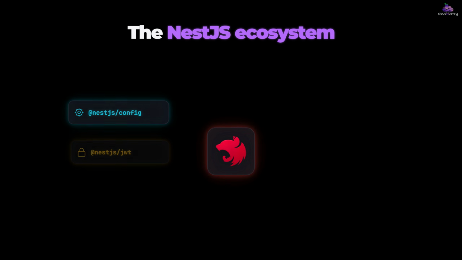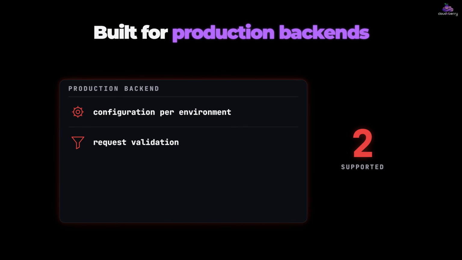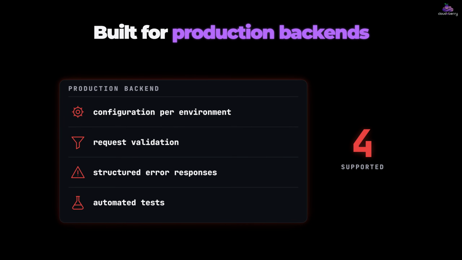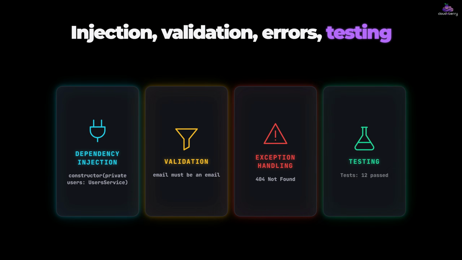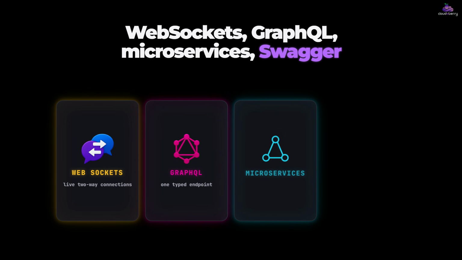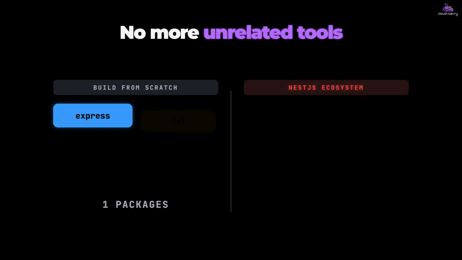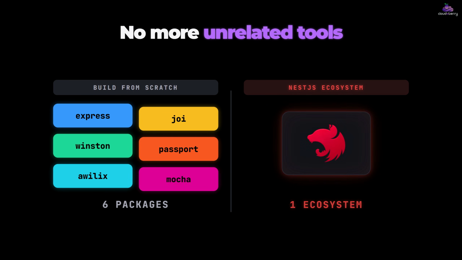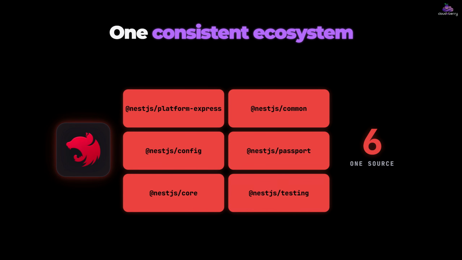Another major advantage is the NestJS ecosystem. It provides first-class support and integrations for features commonly needed in production backends, including dependency injection, validation, exception handling, testing, WebSockets, GraphQL, microservices, and API documentation with Swagger. Instead of designing an architecture from scratch and assembling unrelated tools for every common requirement, developers can use a consistent ecosystem around the same framework.